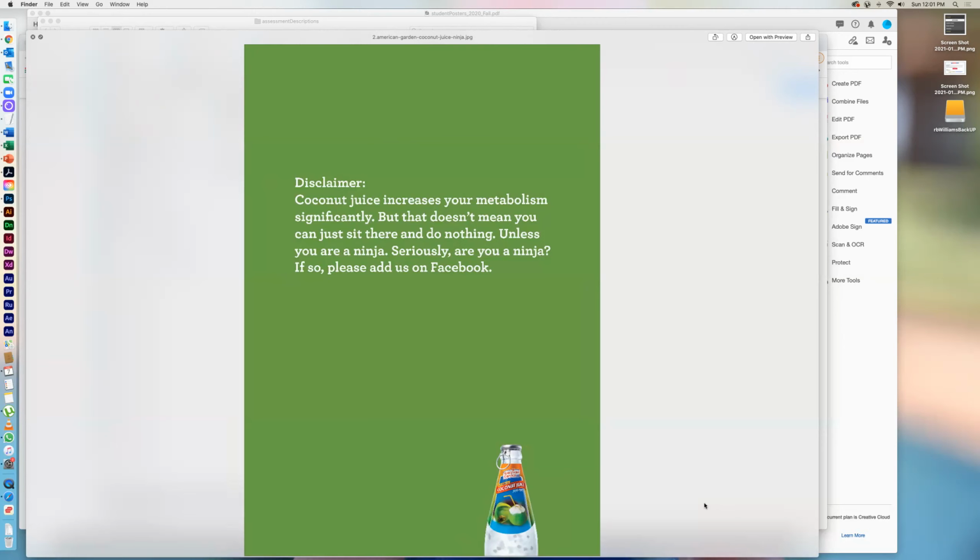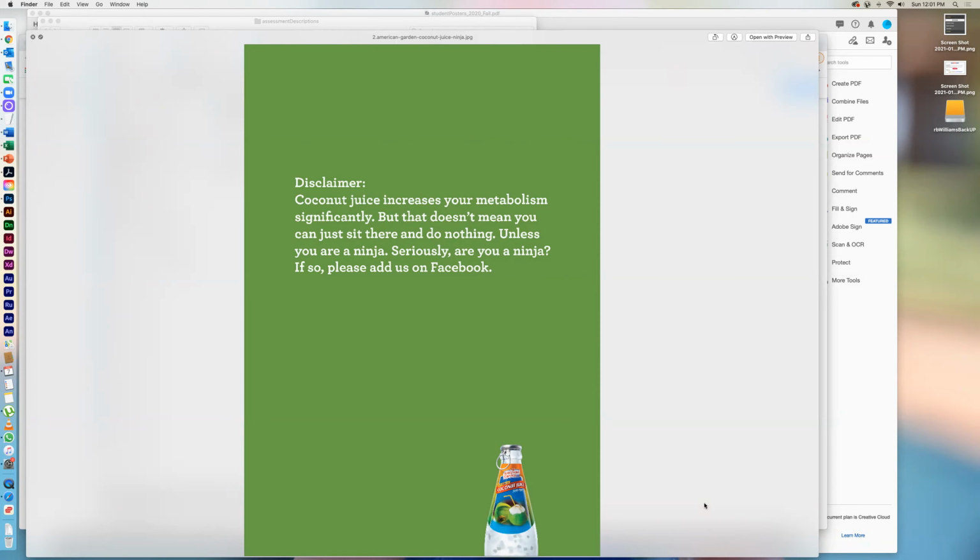I appreciate it. Okay, so coconut juice increases your metabolism significantly. Okay, that sounds like a product statement. And then they go on to, but that doesn't mean you can just sit there and do nothing. So they're saying, okay, it's going to increase your metabolism, but it's not magic. It's not going to make you skinny. And then they add the humor part. So they've sort of had a claim, a disclaimer, which is you can't just sit there.